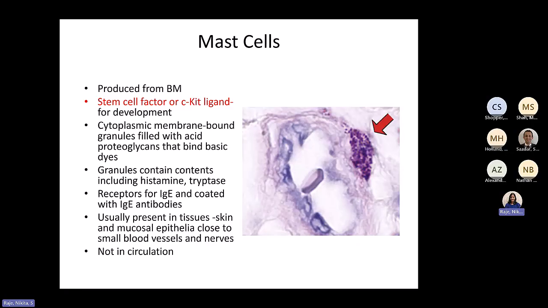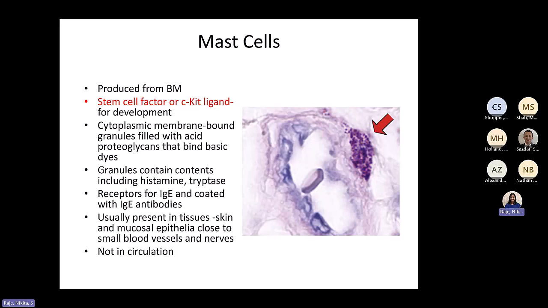For development, they need this activation factor called stem cell factor, or c-KIT ligand. And these mast cells are present mostly in the tissue, and few of them are present in the blood circulation.